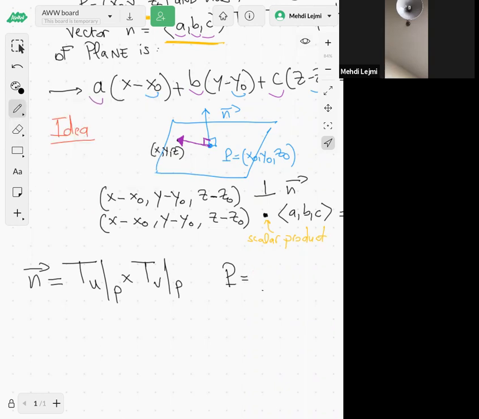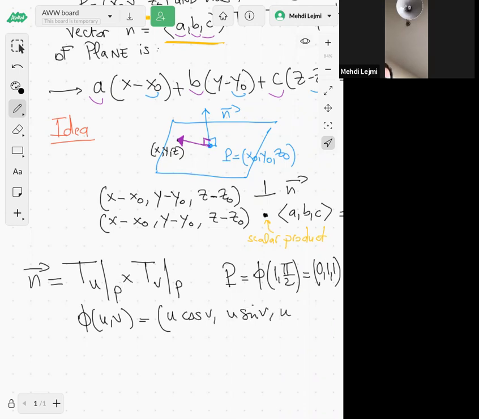So it's phi of 1, pi over 2. So it's 0, 1, 1. Okay. Now phi of uv, that's the parameterization of the single cone. It's u cosine v, u sine v, and u, right? So let's compute the cross product.